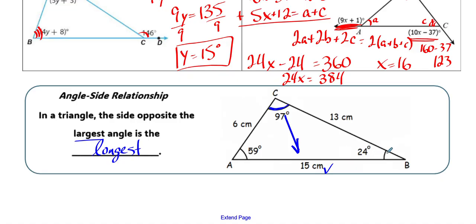Same works with the smallest one. That's our smallest angle, 24 degrees. Across from that, that has to be the smallest side.